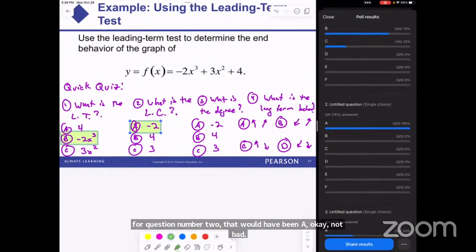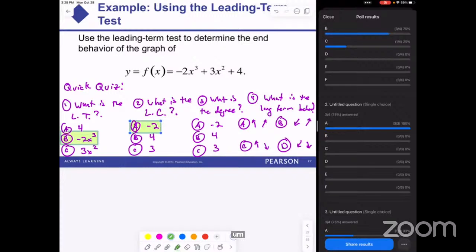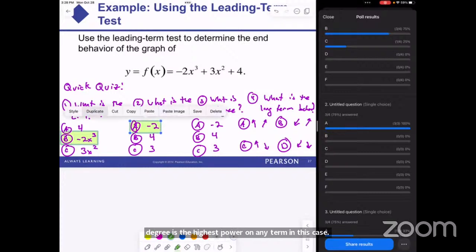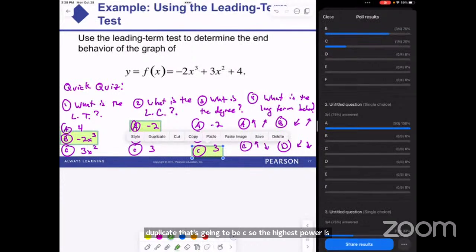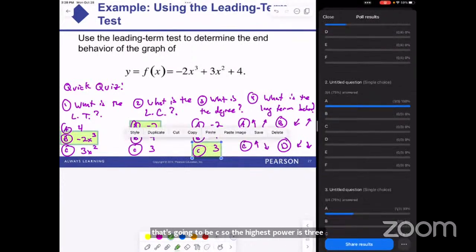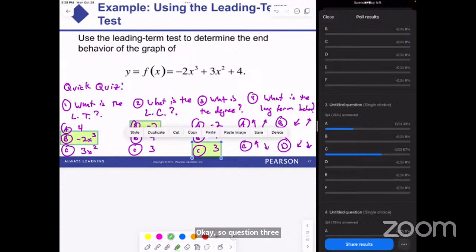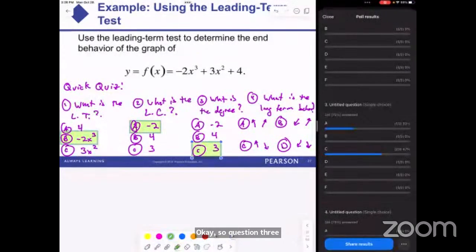What is the degree of the polynomial? The degree is the highest power on any term. In this case, that's going to be C. So the highest power is 3. Okay, so question 3. And then question 4.